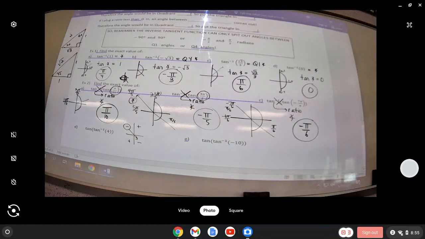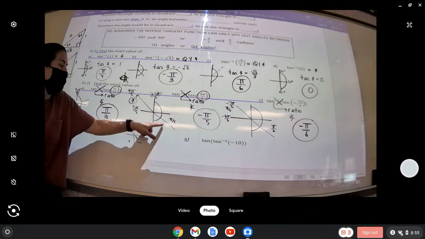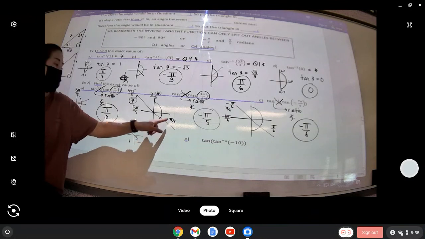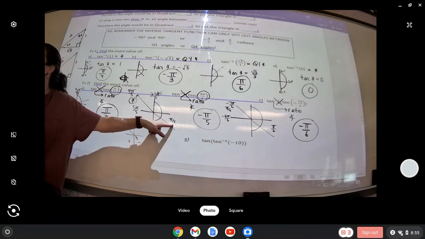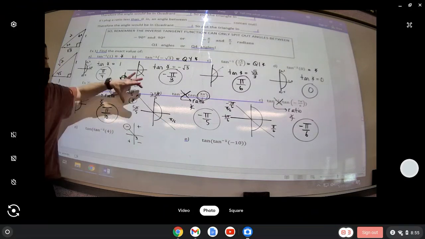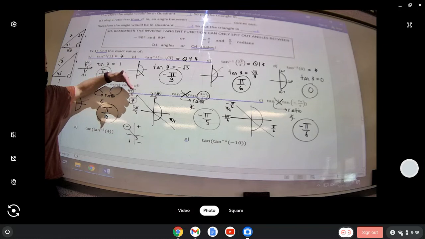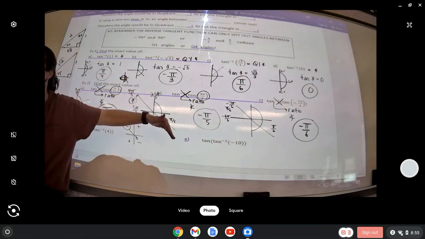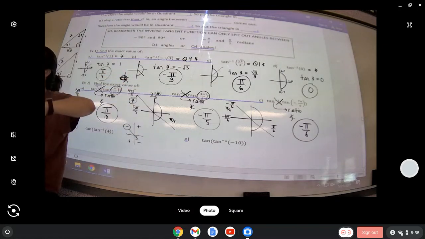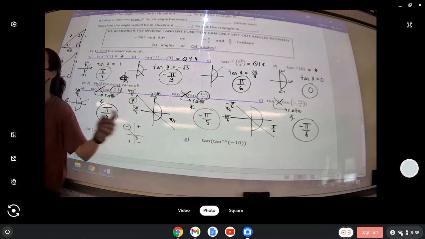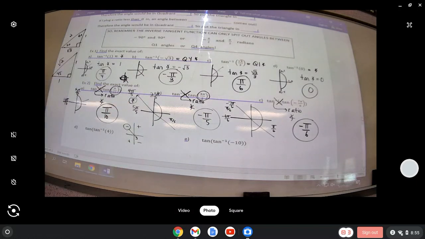Yes? Wouldn't it be a positive pi over 6 since we're working with a positive ratio, not a negative? No, because if you were an angle in quadrant 4 between 0 and negative pi over 2, would you be a negative or positive angle? You'd have to be a negative. So the thing is, when you have a quadrant 2 angle, we're converting it to a quadrant 4 angle between 0 and negative pi over 2. So even if the ratio is positive, when you convert to quadrant 4, you're converting to an angle between 0 and negative pi over 2. Okay? All right, so those are the hard ones.